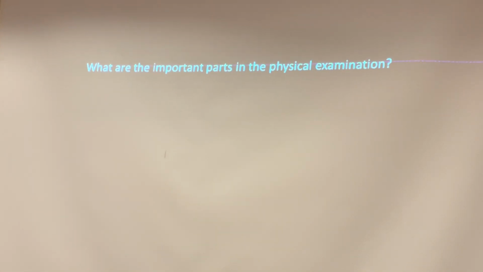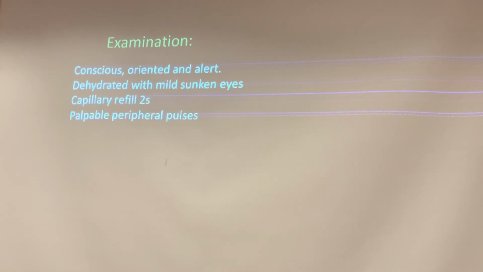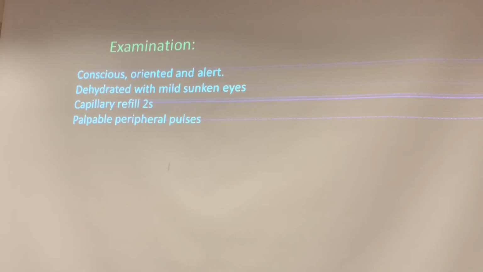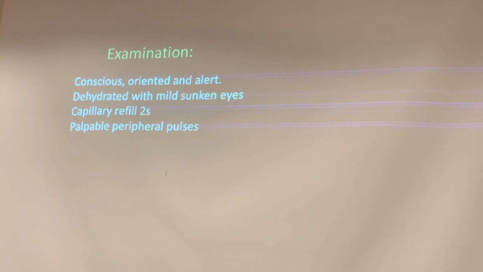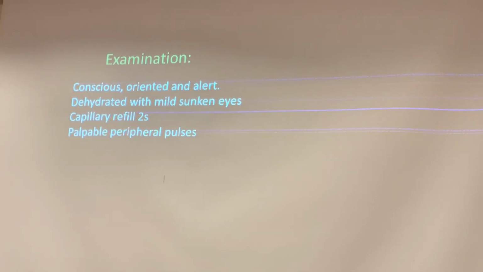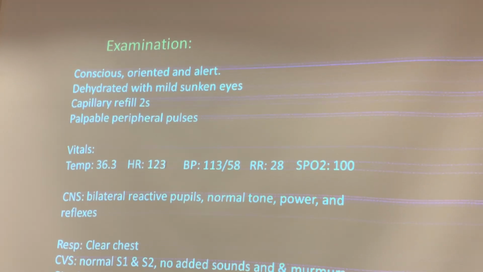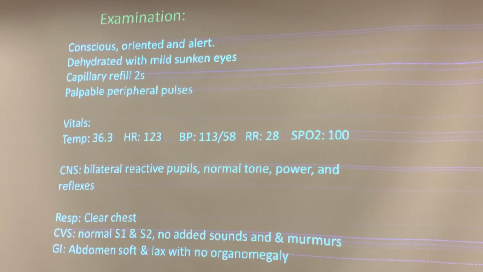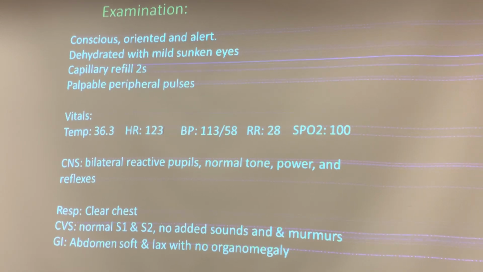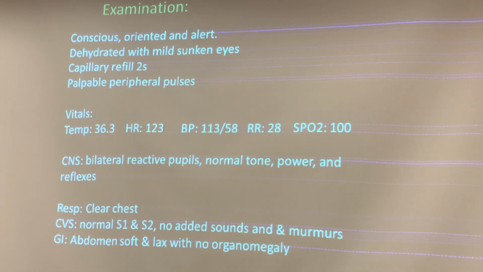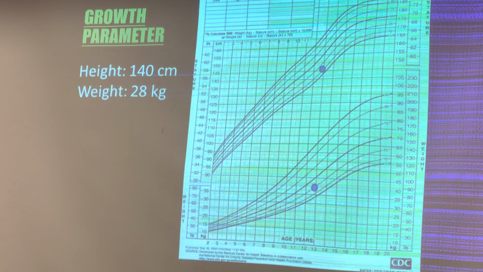So, the important part of the physical examination. First of all, you have to check the conscious level: is the patient oriented and alert or not? He was dehydrated, with mildly sunken eyes. Capillary refill was 2 seconds, which was fine, and he had palpable peripheral pulses. Then his vitals. His CNS examination was unremarkable. On respiratory examination he had Kussmaul breathing, but on assessment of the chest, air entry was clear, which means pneumonia is less likely. Cardiovascular and GI assessment was fine.